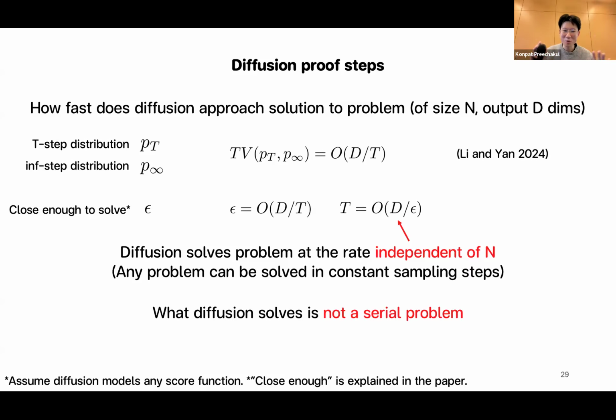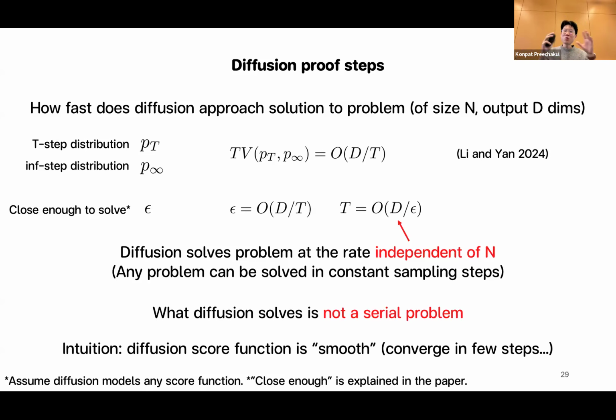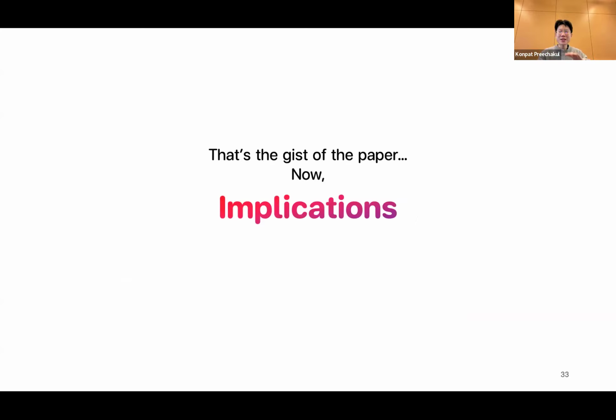So hopefully that gives you a gist of the proof, and there is a longer version in the paper. The intuition here, why this proof works, is because the score function of a diffusion model is inherently very smooth. Collective experience would tell you that it converges very quickly. Few steps, you get good images already, right? So when it converges very quickly, the underlying score function is very smooth. So that is the gist of the paper.